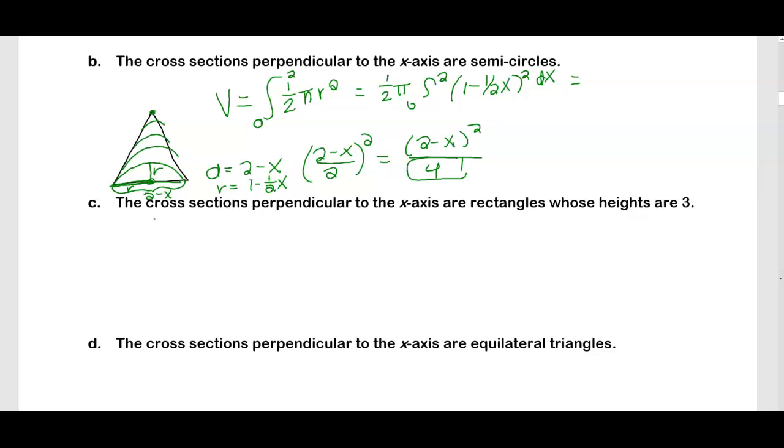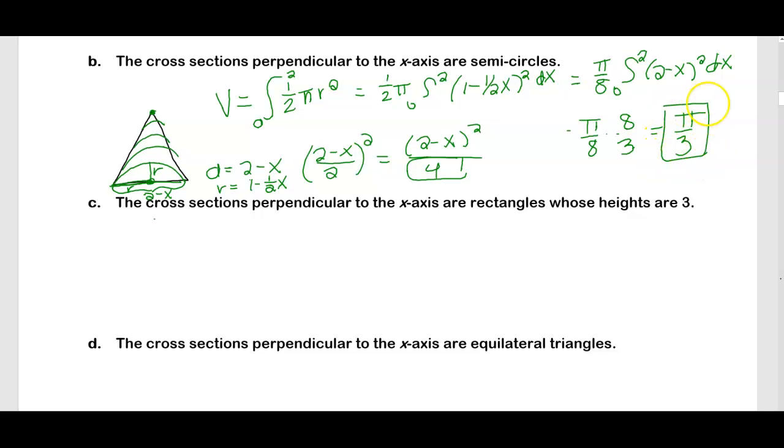So I'm going to bring out the pi over 8 now from 0 to 2. And now look what I'm integrating again. What's the integral from 0 to 2 of 2 minus x squared? 8/3. We already know it. So you plug it in. So the volume of the semicircle is pi over 8 times 8/3, and then the 8's cancel out, it's pi over 3. I just did this in my head, which is times 4. This is right. This is right.